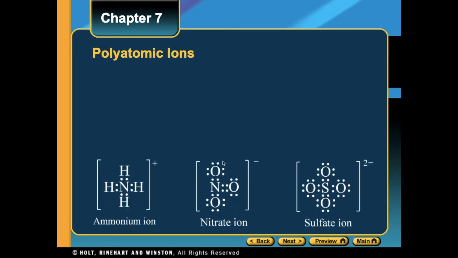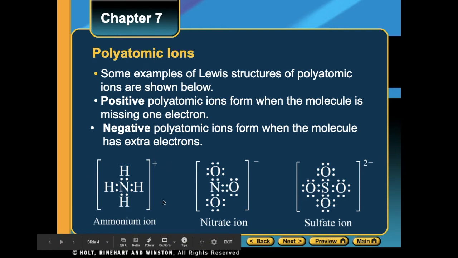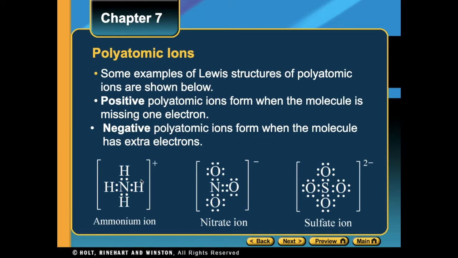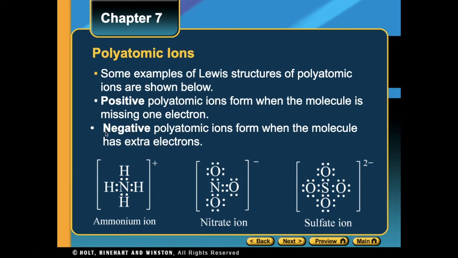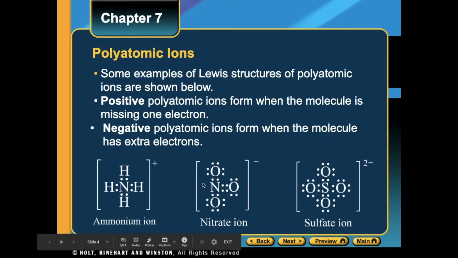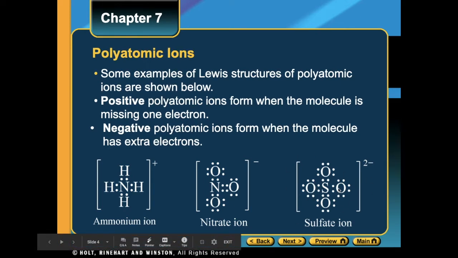Okay? So here are some more examples of polyatomic ions. You need to understand that when a polyatomic ion is positive, that basically means that there is one electron missing from this overall thing. And when a polyatomic ion is negative, it means that there's one extra electron in its Lewis structure that would not have originally been there. And of course, if it has a -2, that means that there are 2 extra electrons in the Lewis structure. In general, we're going to be talking a lot about the negatively charged polyatomic ions.